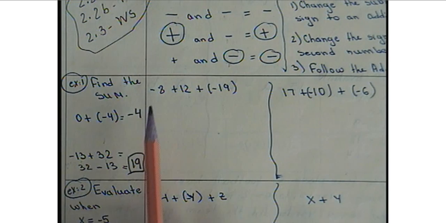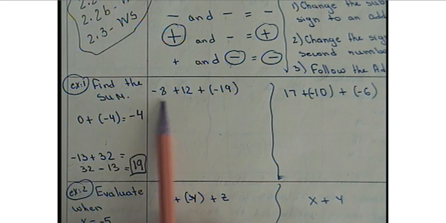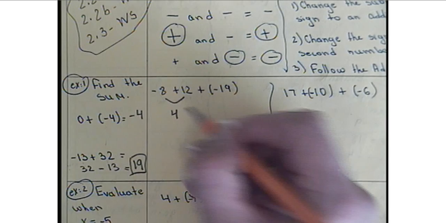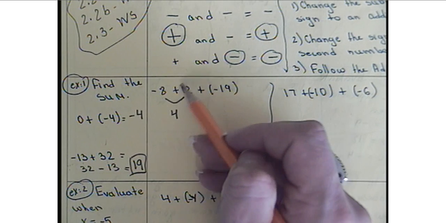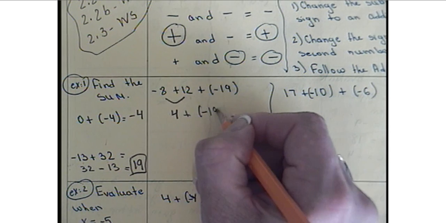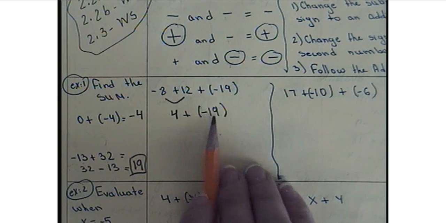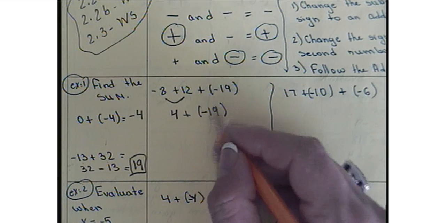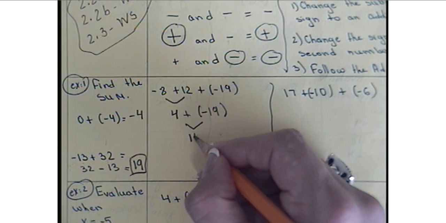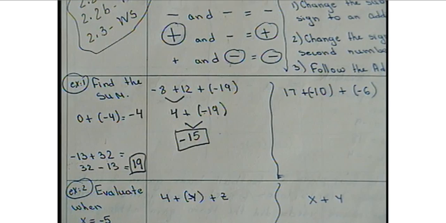In the next example, we have negative 8 plus 12. So one positive, one negative. What's the difference between those two? The difference between those two is 4, and we keep the sign of the larger number, which is positive. Then we're going to bring down this plus negative 19. So for plus negative 19, again, we have two numbers with opposite signs. So we're going to find the difference between those two, 4 and 19. If you subtract, you will get 15. The larger number has a negative sign, so I'm going to keep the negative sign, and we'll get negative 15.